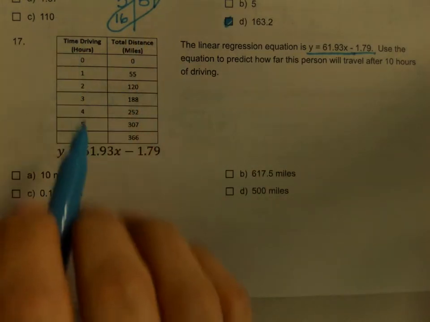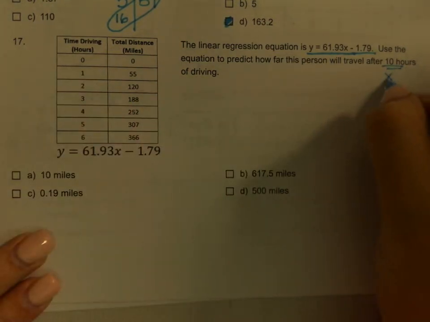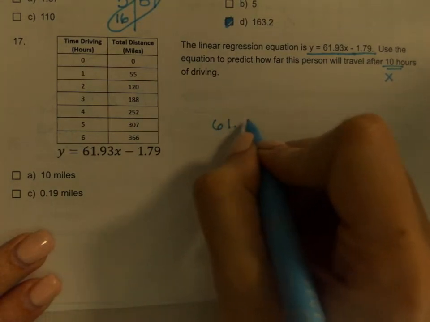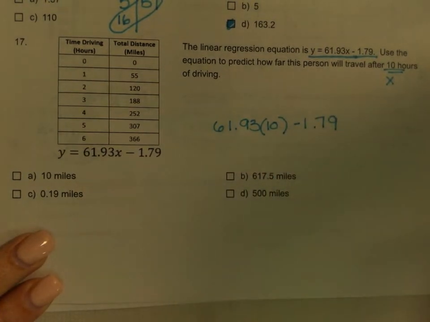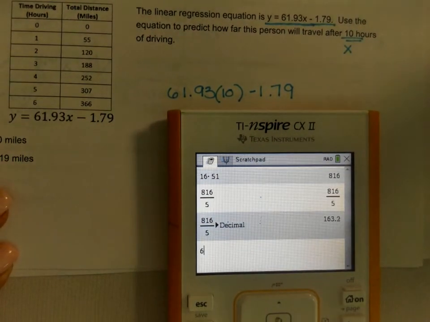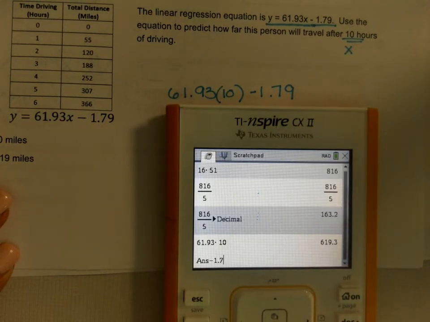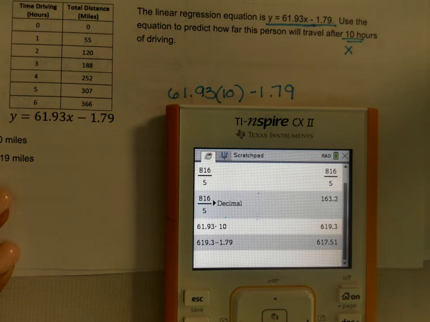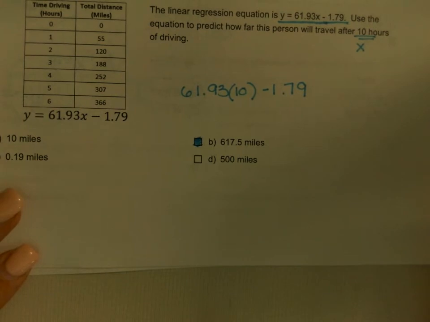Use the equation to predict how far the person will travel, so we want the y value, after 10 hours of driving. So that means that our x value, this hours, is 10. So I'm going to take this 61.93, and instead of x, I put 10, minus 1.79. You can do this on your phone calculator, on a fancy calculator, or on any calculator. 61.93 times 10, and then we subtract 1.79. 617.51, so 617.5. There it is.